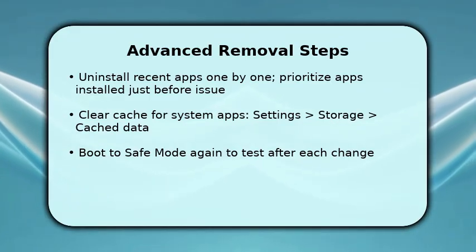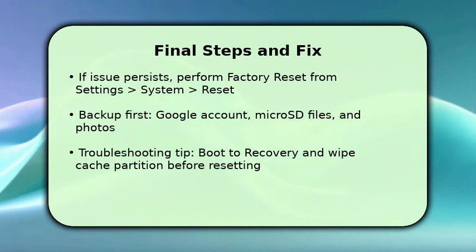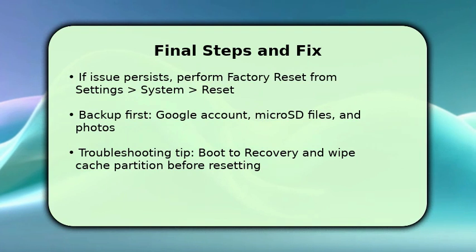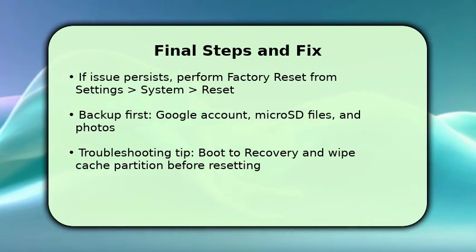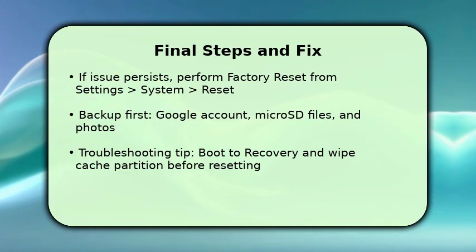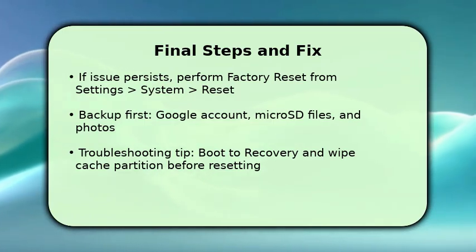Back up your data and run a factory reset only if uninstalling apps and clearing cache fail. Go to Settings System, reset to erase and restore factory defaults. This removes persistent software faults causing safe mode.